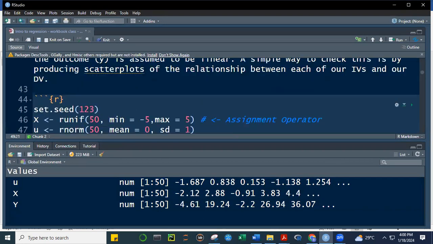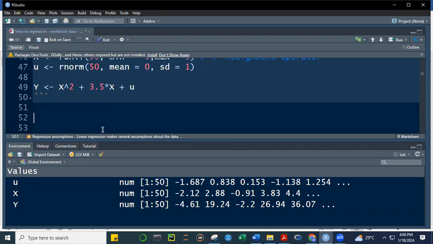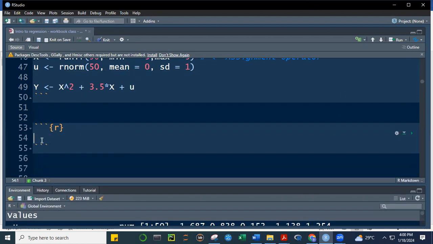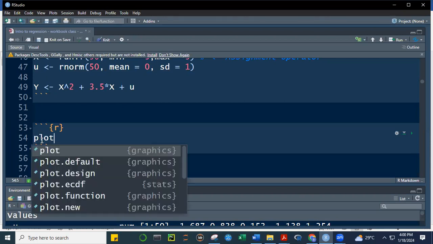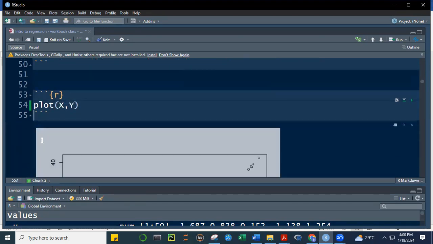I-plot naman natin class sa ilalim. We're taking a look kasi at the linearity relationship. Again, alt minus. Sorry. Ay, mali. Control alt I pala. I was thinking of code chunk. So let's just plot. I-plot ko lang class si ano. I have a few more minutes. Plot si x muna, comma, y. Okay, tingnan natin how the plot will look like.